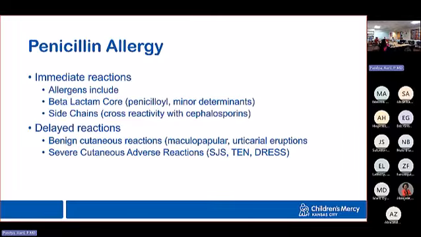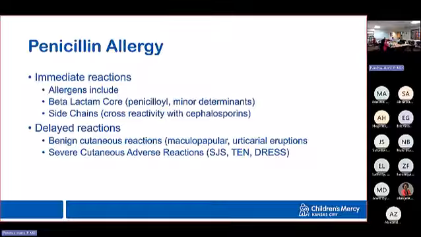So within penicillin allergy, beta-lactam allergy, immediate reactions can occur. The allergens do include the beta-lactam core, so penicilloyl, minor determinants as an example, penicilloate, penilloate, or you can have side chains. So the side chains can have cross-reactivity with cephalosporins as well, so it's an important point to note. Versus you can have delayed reactions, which the vast majority here are going to be benign cutaneous reactions, which are generally non-reproducible, and that can also be a confounding variable with underlying illness when those medicines are administered.